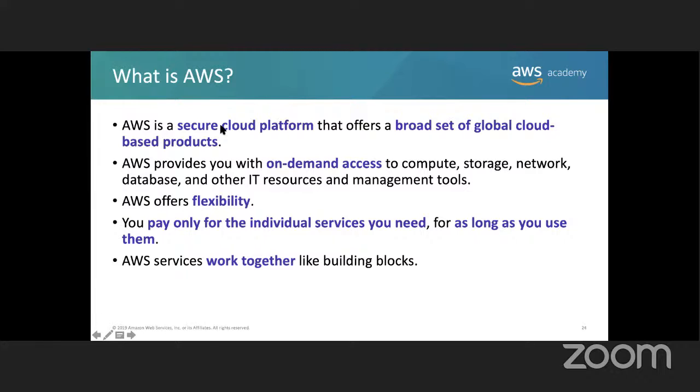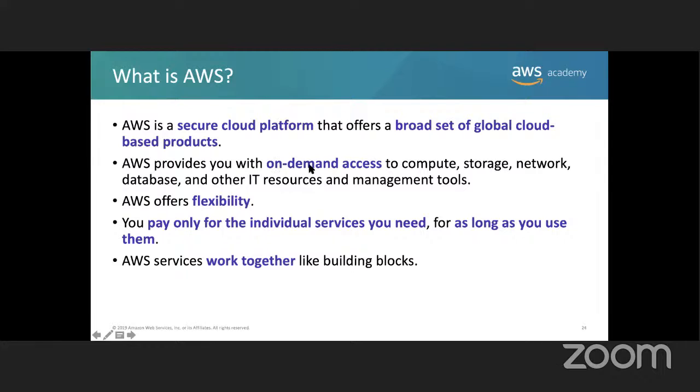Like the ones that we saw before: Apple, Uber, Lyft, Comcast, all those guys. They're reputable companies, and they decided to move to the cloud, either hybridly or all in the cloud. They're respectable companies, and AWS offers a broad set of global cloud-based products. Right now, AWS has over 150 services. It's a lot of services for a company.